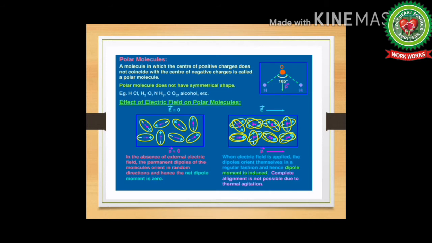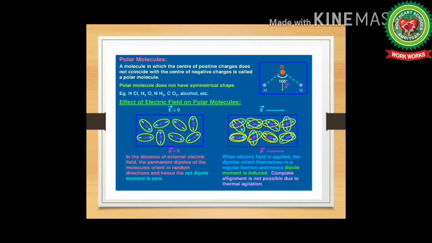Now let's start with the topic. First of all, we shall be discussing polar molecules. Now what are polar molecules? The molecules in which the center of positive charge does not coincide with the center of negative charge, means the centers of gravity of positive and negative charges are not coinciding with each other. When they are not coinciding, that means there is a distance between positive and negative charge, and hence there is a dipole moment. So examples of polar molecules are HCl, water, and NH3.